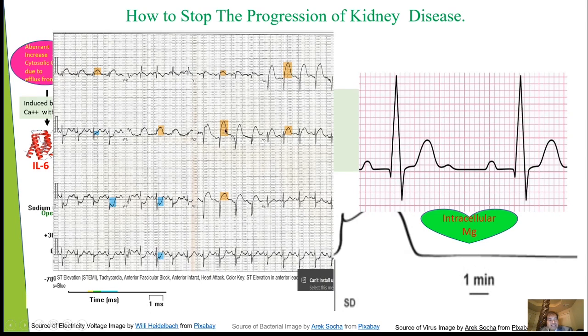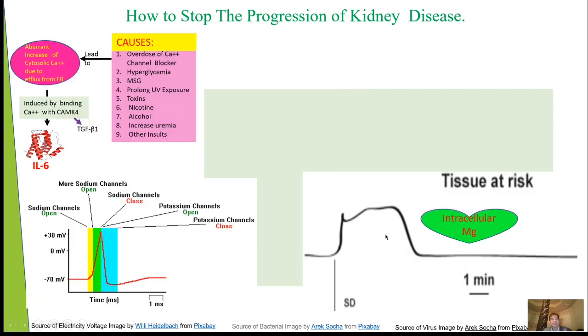Look at this. So this is a suspected myocardial infarction patient. Now compare it to a normal electrocardiogram. So the QT wave here is increased due to the retention of calcium, which is not able to get out of the cell because of the deficiency in magnesium ions.